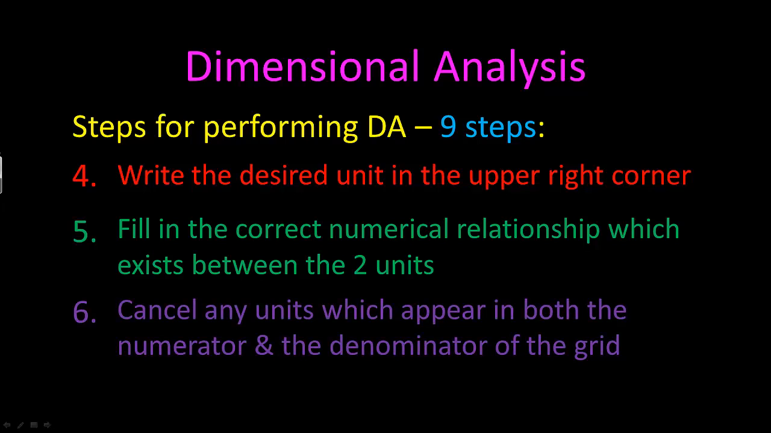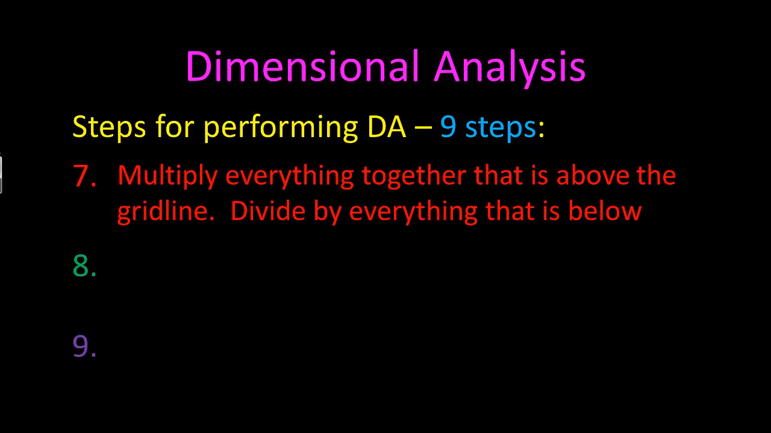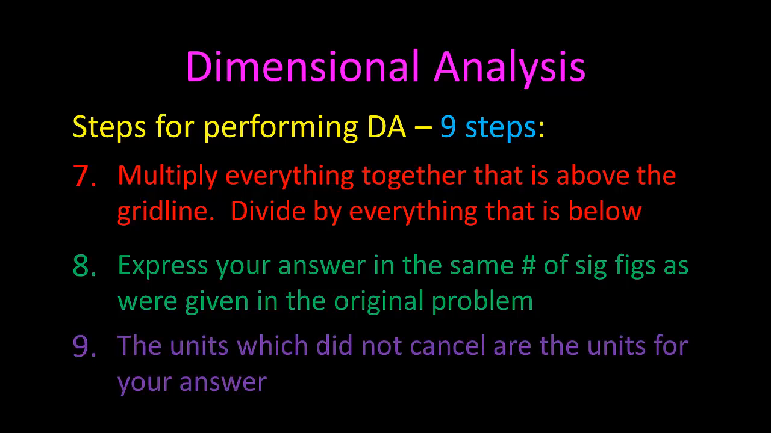6, cancel any units which appear in both the numerator and the denominator of the grid. Step 7. Multiply everything together that is above the grid line and then divide by everything that is below. Express your answer in the same number of significant figures as were given in the original problem. And lastly, the units which did not cancel are the units for your answer.